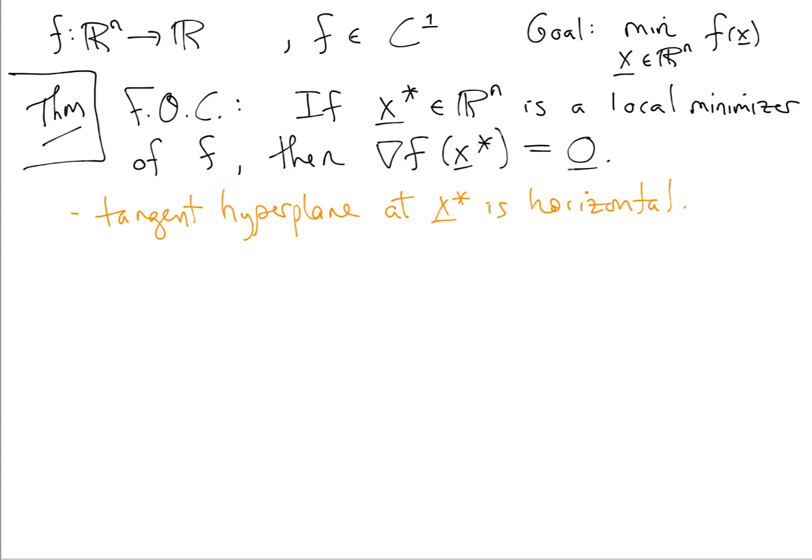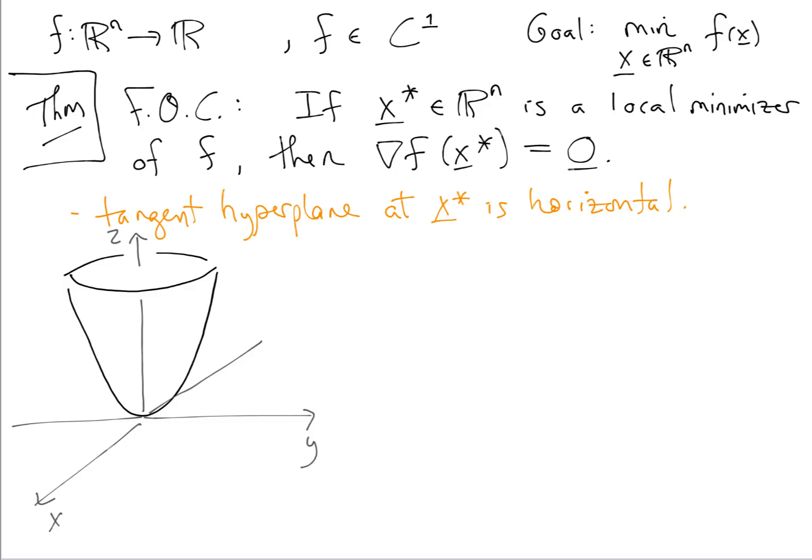Now we can picture this. Suppose you have a function that has a local minimizer, a function of two variables. And if we wanted to sketch the tangent hyperplane at the bottom here, it would look something like this. And in this case, it's just the tangent plane, of course, because this is a function of two variables in our illustration.